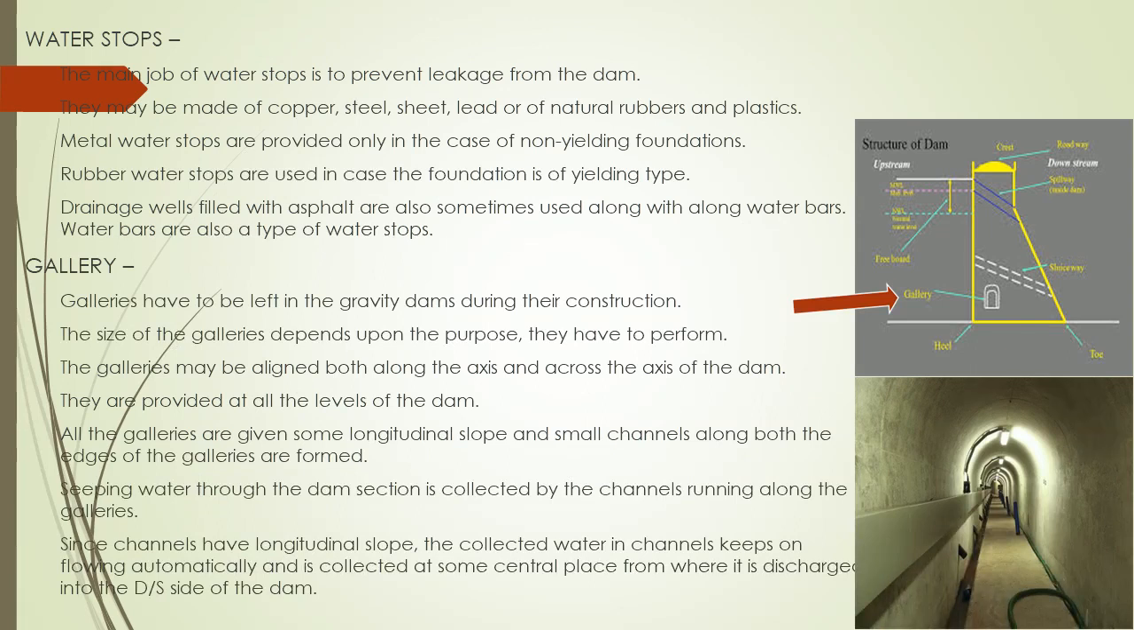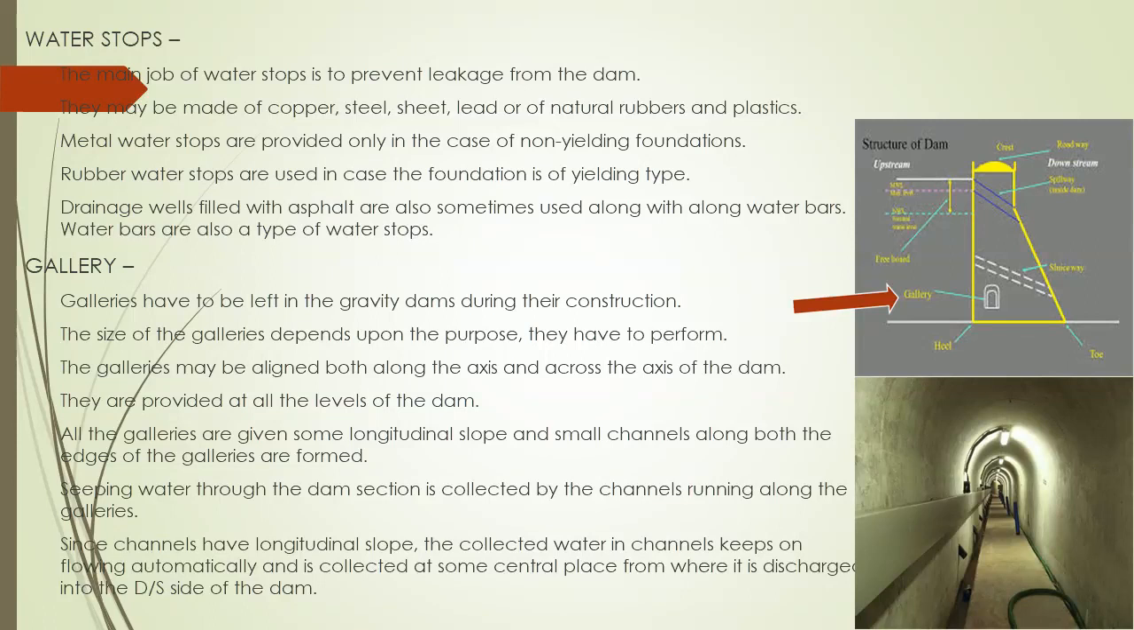Water stops. The main job of water stops is to prevent leakage from the dam. They may be made of copper, steel sheet, lead, or of natural rubber and plastics. Metal water stops are provided only in the case of non-yielding foundations. Rubber water stops are used in case the foundation is of yielding type. Drainage wells filled with asphalt are also sometimes used, along with water bars. Water bars are also a type of water stop.